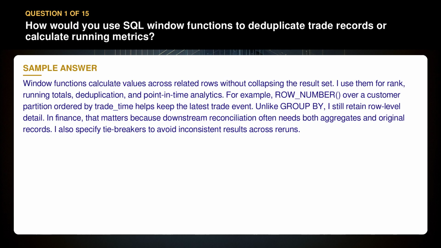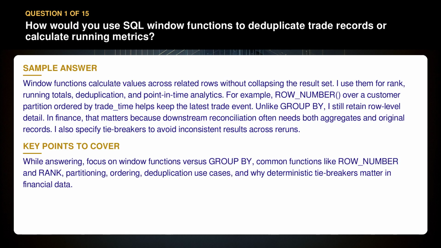In finance, that matters because downstream reconciliation often needs both aggregates and original records. I also specify tiebreakers to avoid inconsistent results across reruns. While answering, focus on window functions versus group by. Common functions like row number and rank, partitioning, ordering, deduplication use cases, and why deterministic tiebreakers matter in financial data.